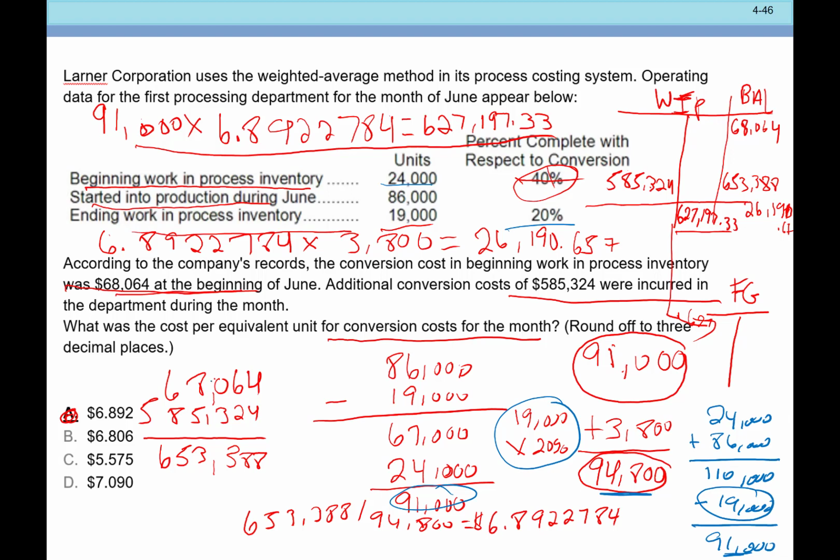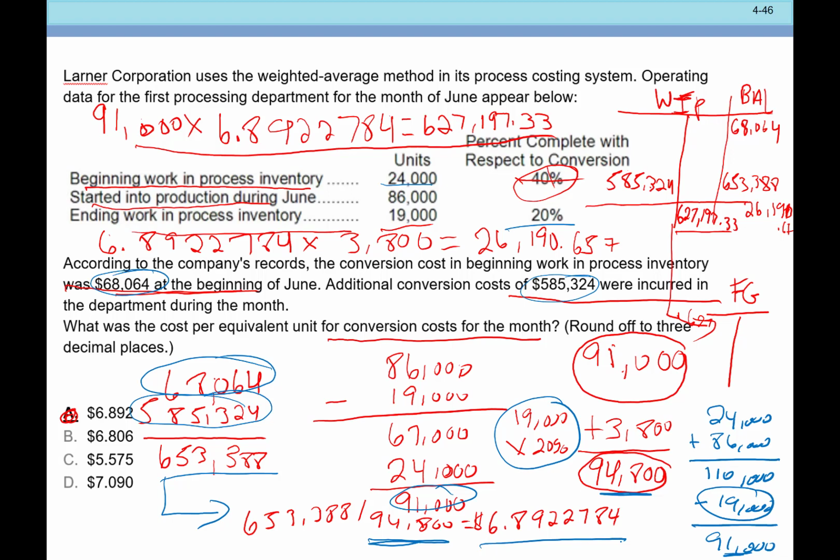Once I know that, I'm going to take all the cost, and it's the cost of what? The cost both in the beginning inventory and the cost added for the period, at least we do that under the weighted average method, gives me a total of 653,388. I divide that by the equivalent units. That gives me the cost per equivalent unit, 6.89222784. Okay, now that was the answer to this problem. That's all you had to do to get this one correct.